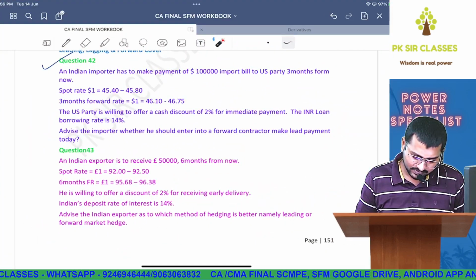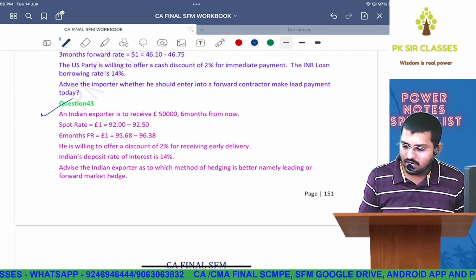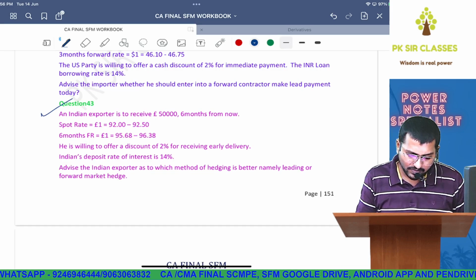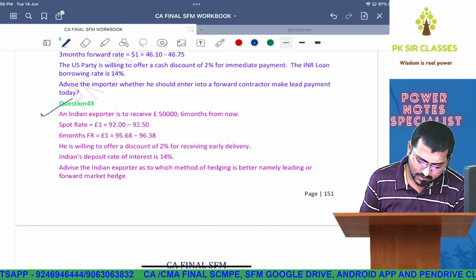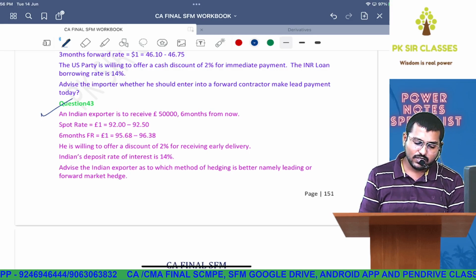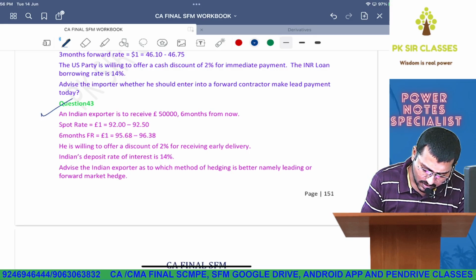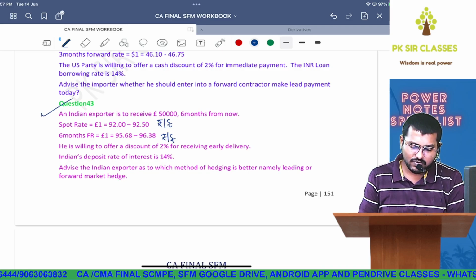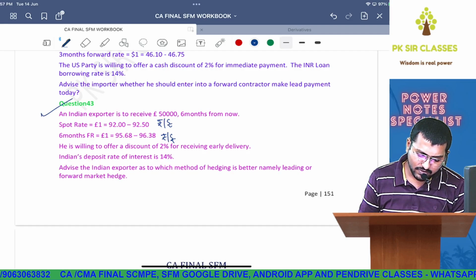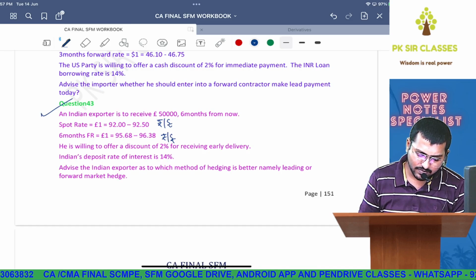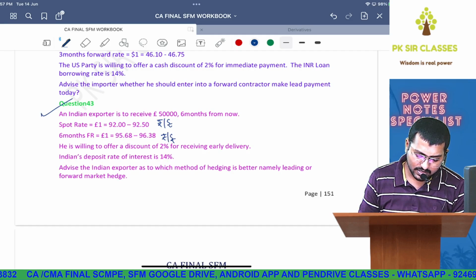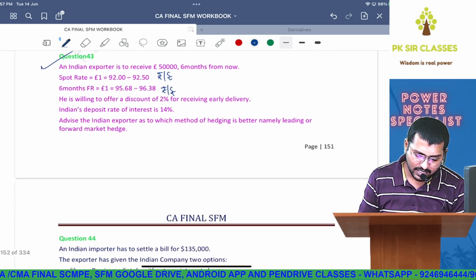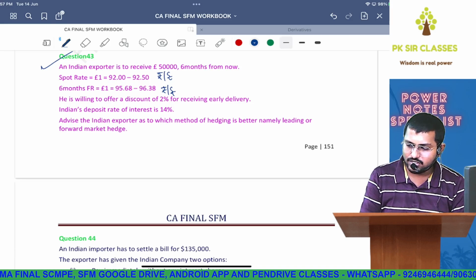Next question, 43. Another tricky question. Okay. Ready? Chalo. Indian exporter is to receive 550,000 pounds three months from now. Spot rate of pound is given. What is this rate? Rupee per pound. Correct? This is also rupee per pound. That is very important when you're trying to solve these kinds of questions. He is willing to offer a discount of 2% for receiving early delivery. India's deposit rate of interest is 14%. Advise the Indian exporter as to which method of hedging is better, namely leading or forward market hedge. Got it?